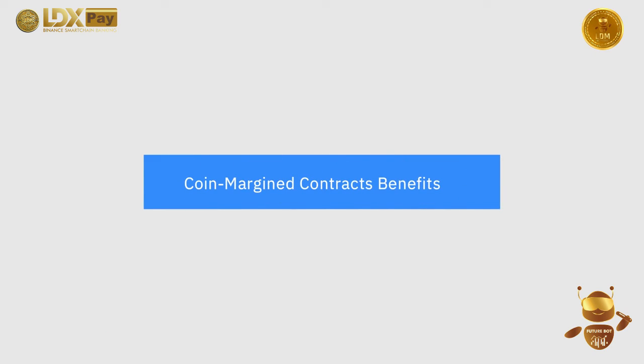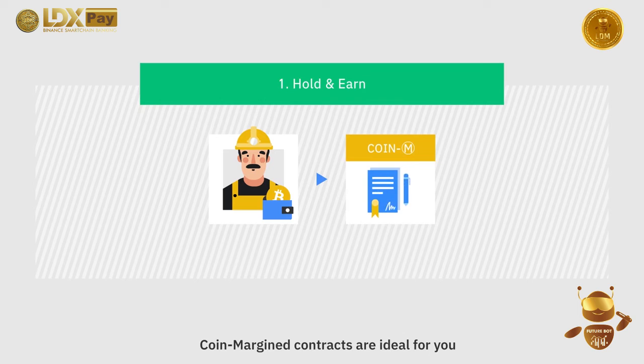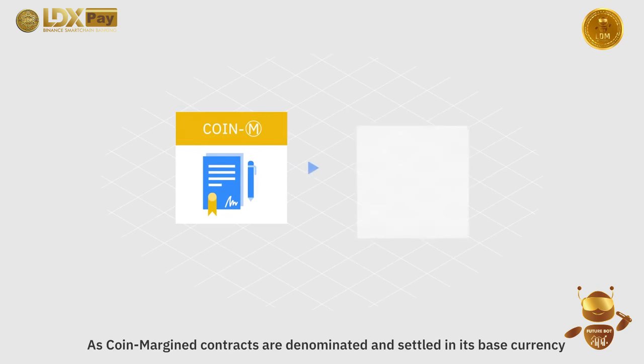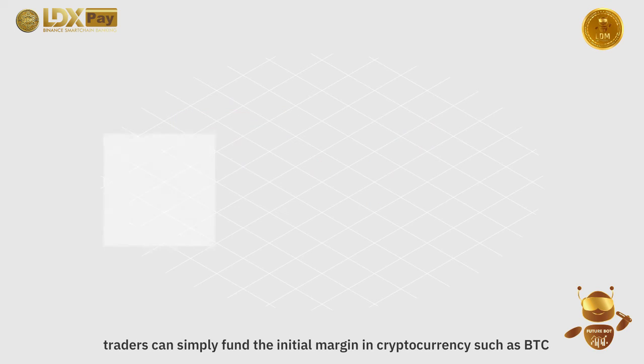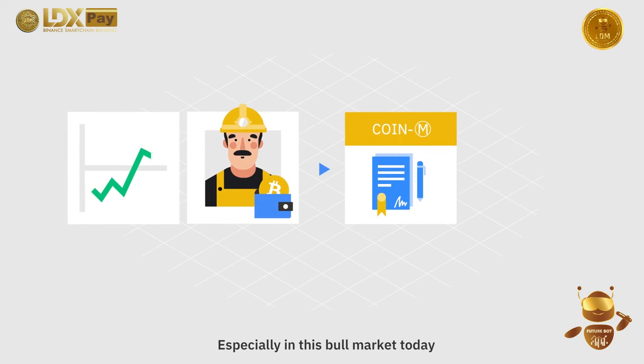Coin-margined contracts benefits. 1. Hold and earn. If you are a miner or long-term holder, coin-margined contracts are ideal for you. As coin-margined contracts are denominated and settled into its base currency, traders can simply fund the initial margin in cryptocurrency such as BTC. Especially in this bull market today, investors are more inclined to hold on to their cryptocurrencies.